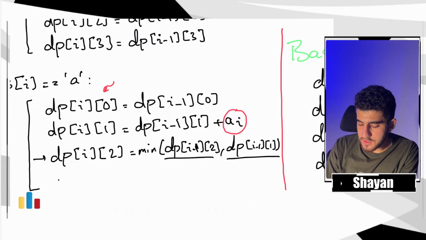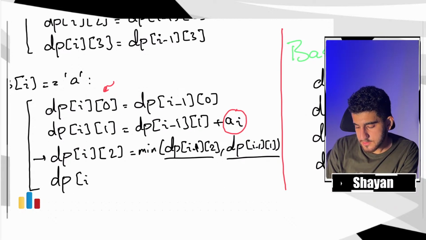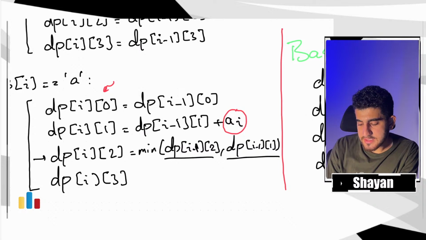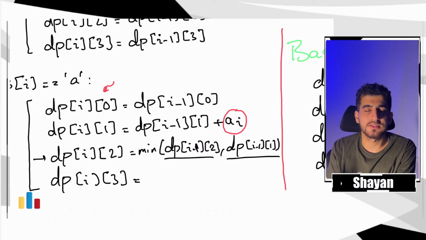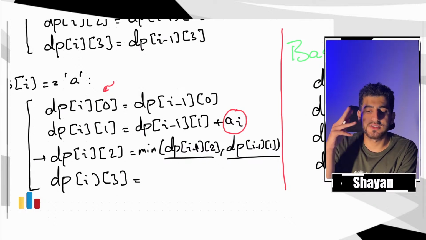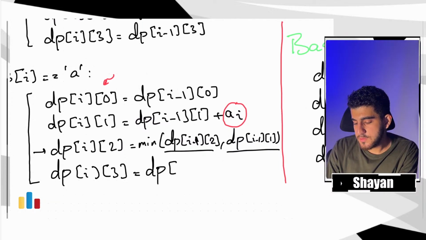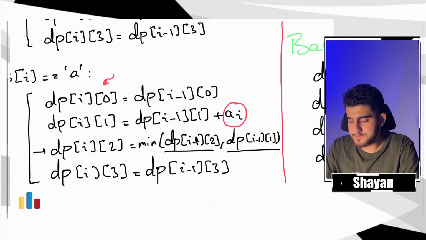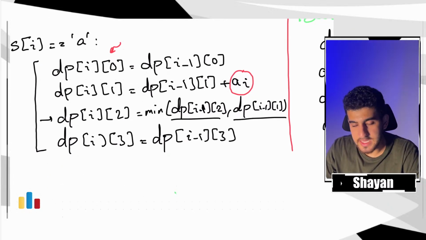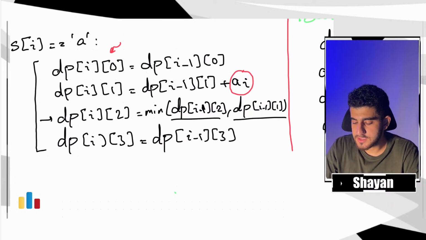And what about dp of i and 3? If I'm at state 3, I had to be at state 3 from previously, because this A cannot move us to state 3. So we needed to be at state 3 from previously. So this A has no effect on that. So this one remains the same.